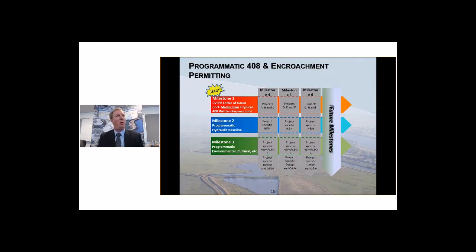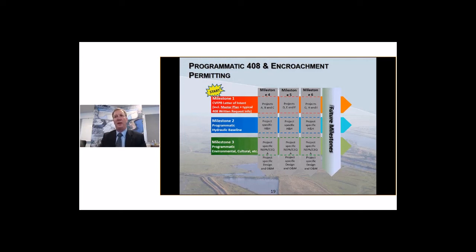To help guide that, and under the 408 approach, one thing that's starting is initiating a process of the Central Valley Flood Board to do a letter of intent to create a master plan to help guide the implementation of projects within the Yolo Bypass. The current concept, under recent guidance from the Corps of Engineers for 408, which allows for a programmatic approach, is that the state, along with the regional agencies, create a master plan and then go through another milestone of determining the programmatic hydraulic baselining to guide projects moving forward, and then look at other programmatic elements that should be incorporated, those in the environmental and cultural resources.